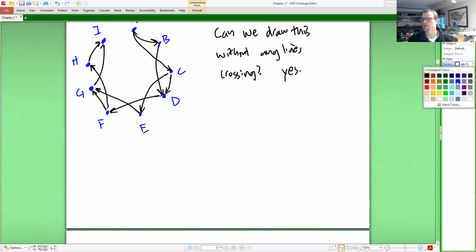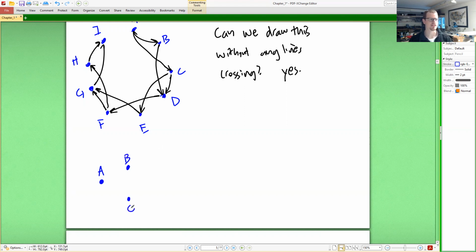So I'm going to go ahead and place all of my dots a little bit differently. I'm going to put A right over here. And then I know I go to B and C. So I'm going to split them up as B and C. And I can go from A to B, and I can go from A to C, right? Now I have B going to D, C going to D. So I'll put D right here. Both B and C go to D.